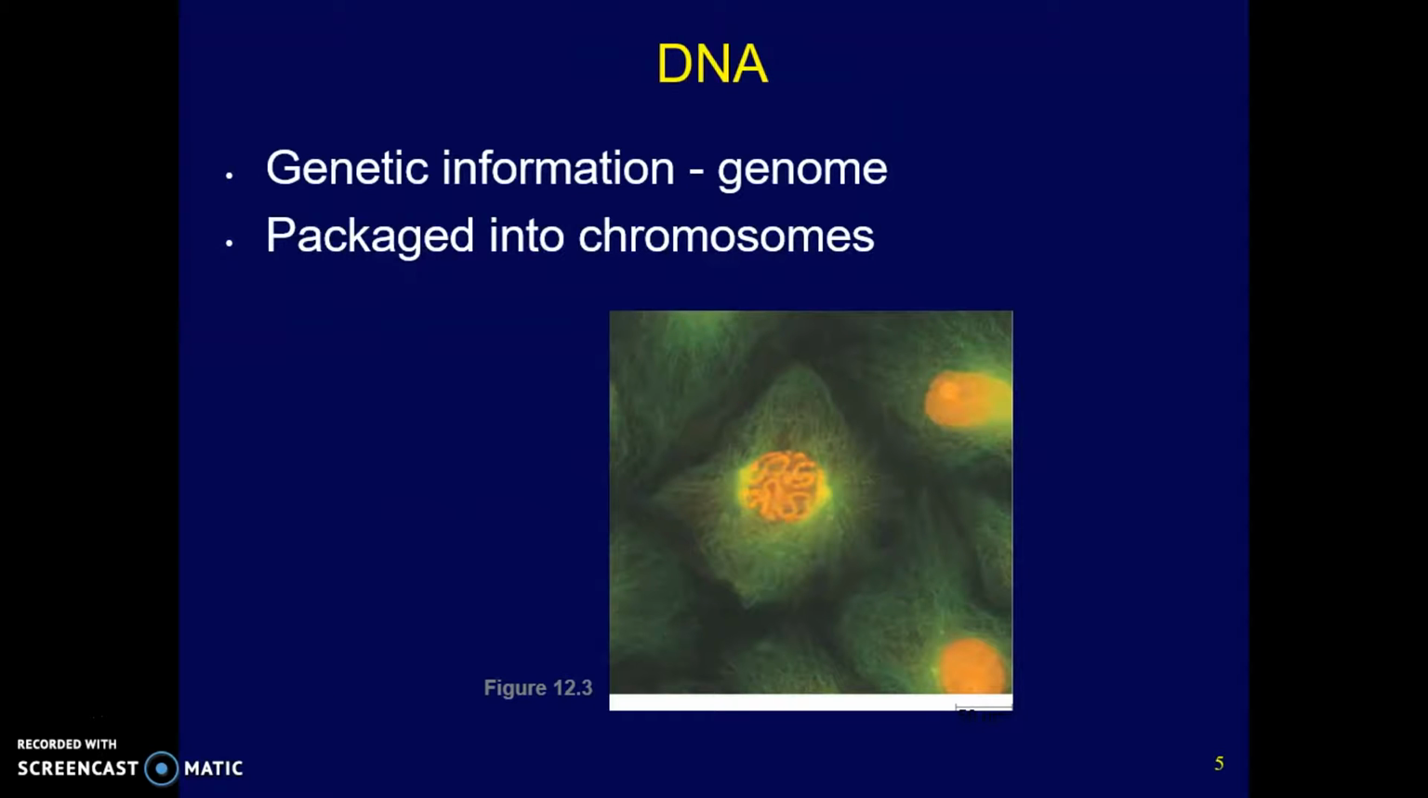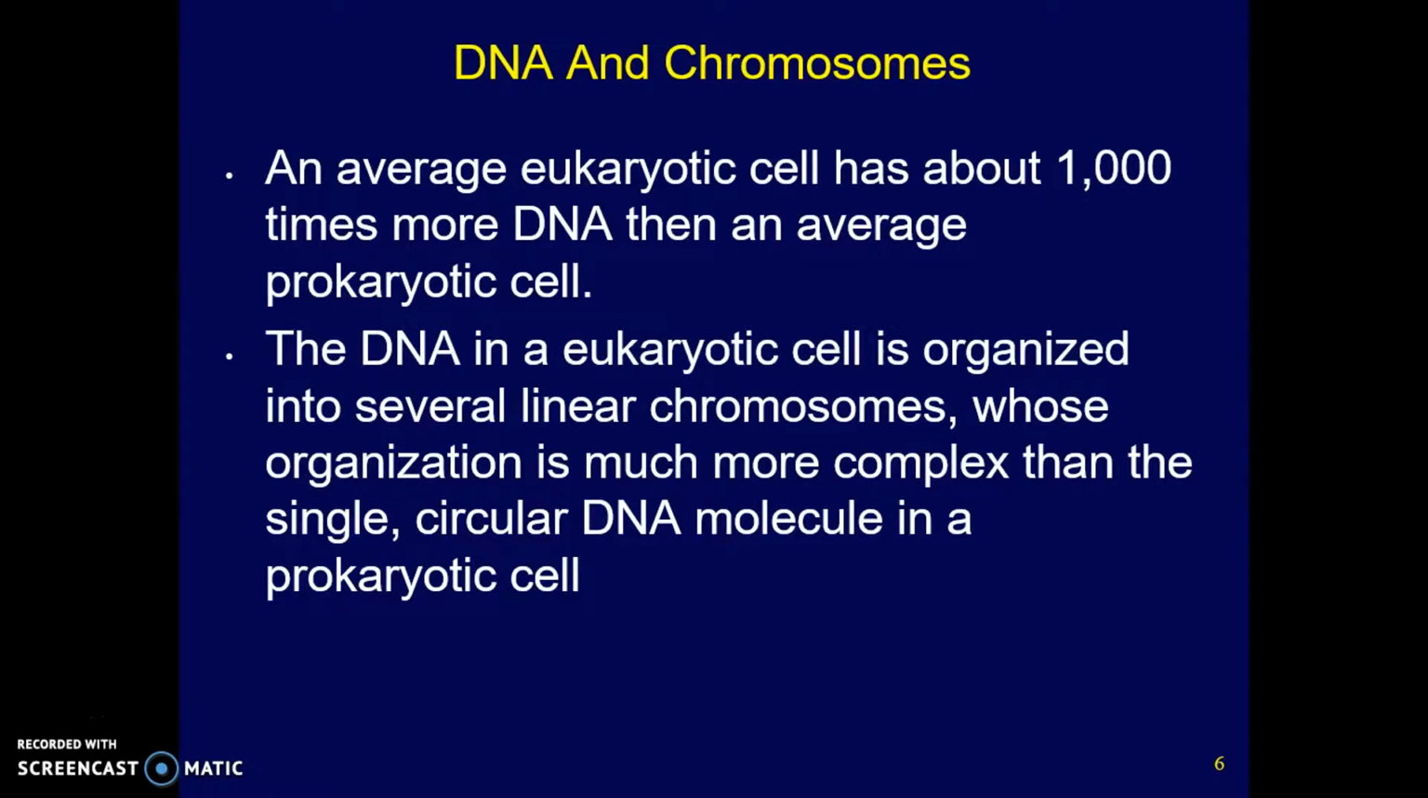Genetic information is carried in the genome. You know, we talk about and discuss what our genome is. Our genome is just all the genes that make up our body, or our animals, or all plants, and they're packaged into chromosomes. An average eukaryotic cell has about 1,000 times more DNA than an average prokaryotic cell.